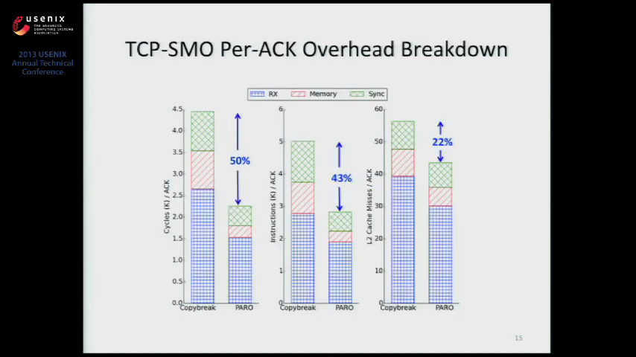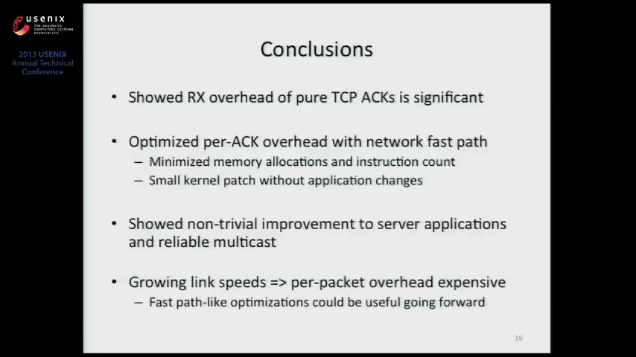In terms of per-ACK processing overhead in SMO, we see that Power can save up to half the cycles per processed ACK, and this is because of a 43% savings in terms of instructions executed, as well as better usage of the L2 cache, where we have 22% fewer L2 cache misses per ACK.